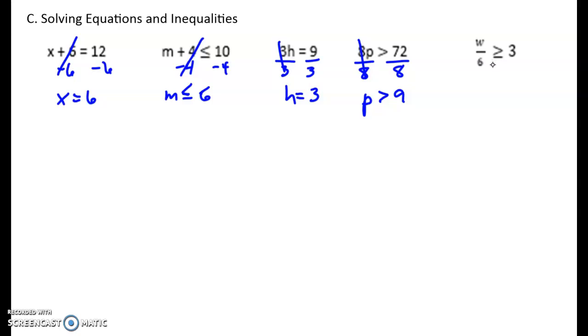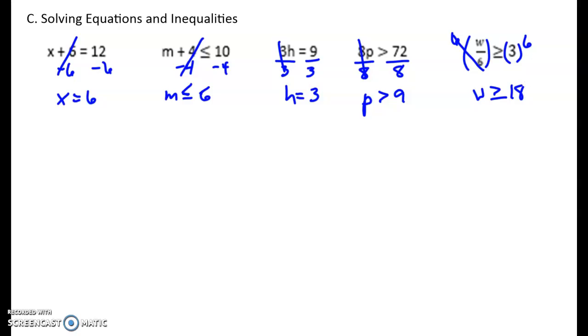Lastly, w is being divided by 6. The opposite of divide is multiply both sides by 6. 6 divided by 6 will be 1, and we will find that w is greater than or equal to 18.